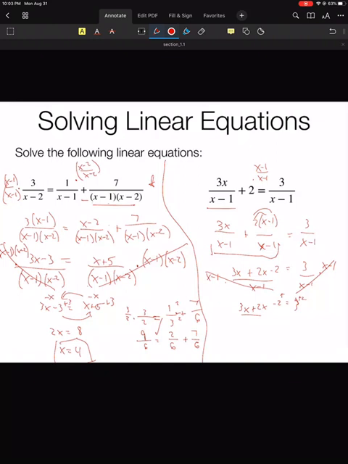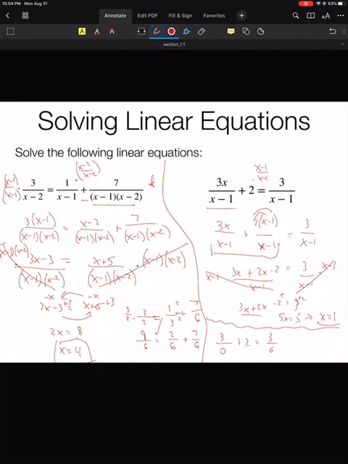Okay, I can add 2 to both sides, and then combine like terms. That gets me 5x equals 5, which in turn gives me x equals 1. Okay, so there's my possible solution. Now let's check it. So I substitute x equals 1 into the equation, and I get 3 times 1 is 3. 3 over 1 minus 1 is 0, plus 2 is equal to 3 over 0.